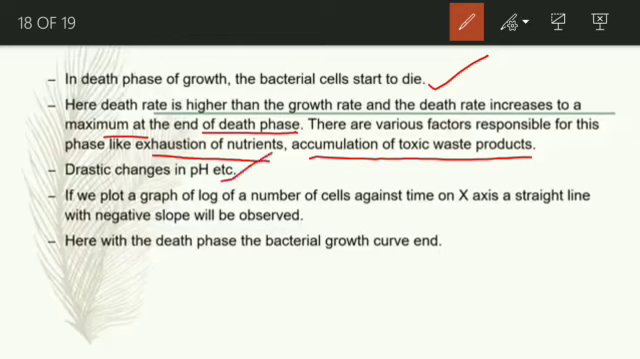If you plot a graph of log number of cells against time on the x-axis, a straight line with a negative slope will be observed. The one having a positive slope is the log phase, and the one having a negative slope is the death phase of the bacterial growth curve. We have already seen the bacterial growth curve.